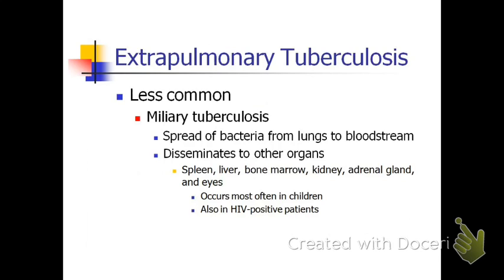So, extrapulmonary tuberculosis is also known as miliary tuberculosis. It is the spread of bacteria from the lungs to the bloodstream, which means that the infection goes out of the lungs. So it is not only the lungs that would be affected in miliary tuberculosis. Organs such as the spleen, liver, bone marrow, kidney, adrenal glands, and eyes could also be affected. Now, it occurs most often in children and also in HIV positive patients, probably because these people are immunocompromised.